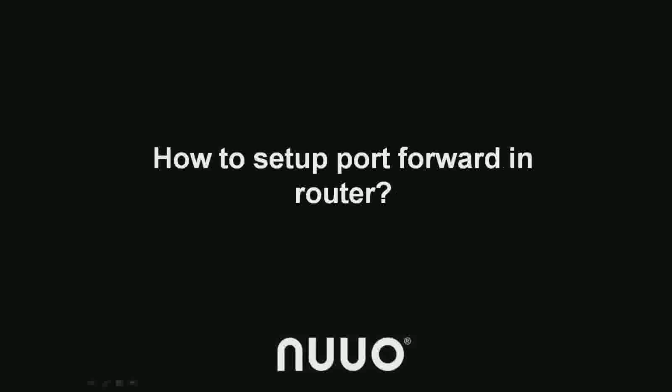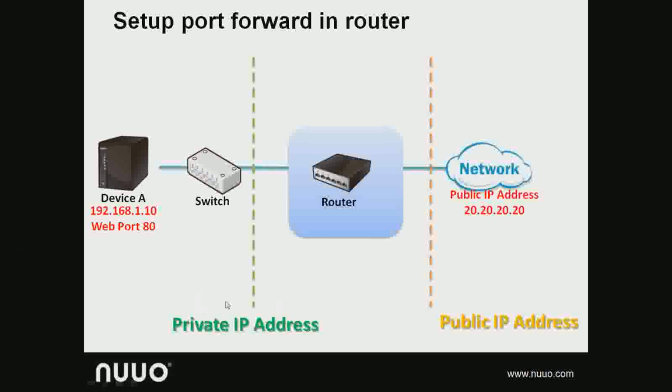Okay, in this topic, I will explain the private and public IP address and the NAT functions. And then I will show you how to set up port forwarding in the router. In the network, there are two different types of IP address: one is the private IP address, and the other is the public IP address.